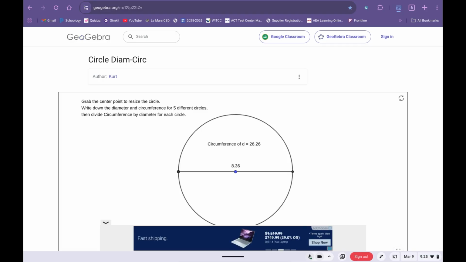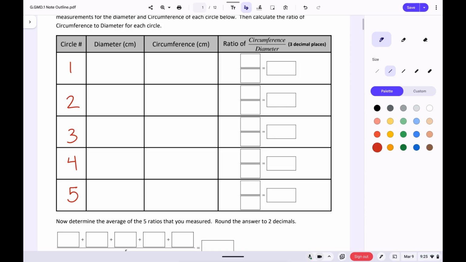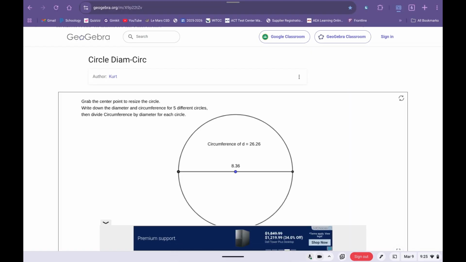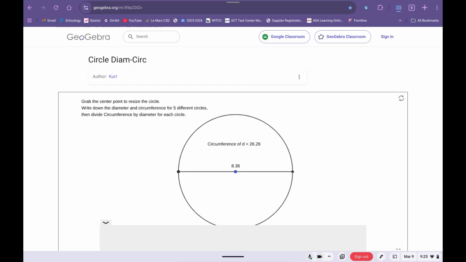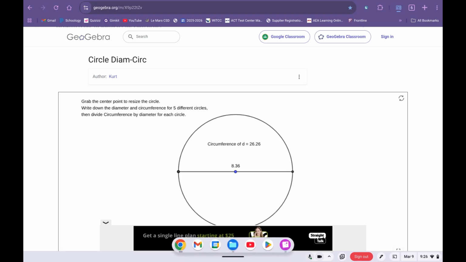Okay, let's just go ahead and all fill this one out together on our chart. So for my first one here, I'm going to put 8.36. Now my circumference is that number up here where it says circumference of D, so the circumference of this diameter that I'm given is 26.26. So that's going to go in your second column.